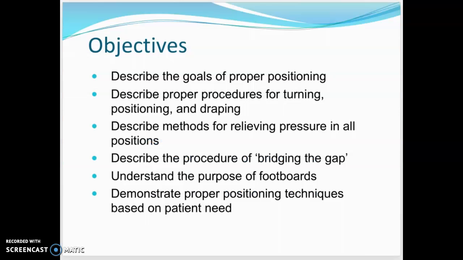So our objectives for this lecture are to talk about proper positioning, why positioning is a consideration at all, and then procedures for changing patient positions and draping them and so forth. Relieving pressure is very important to protect the skin. So we'll talk about methods for pressure relief as well as what we call bridging the gap. We'll talk about footboards and proper positioning techniques.